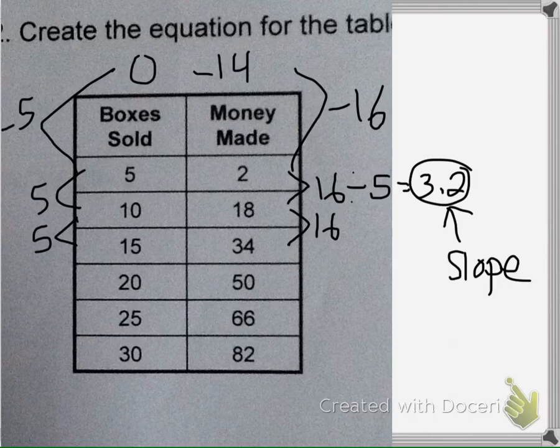So my equation is y equals 3.2x minus 14. Make sure you have that same equation. If not, correct your work.